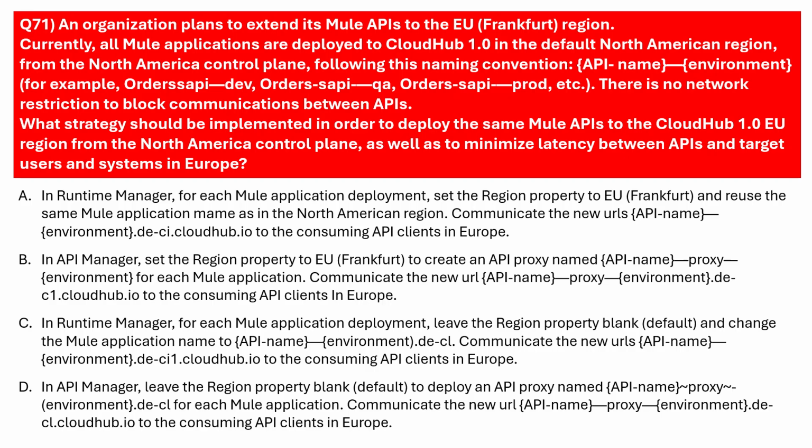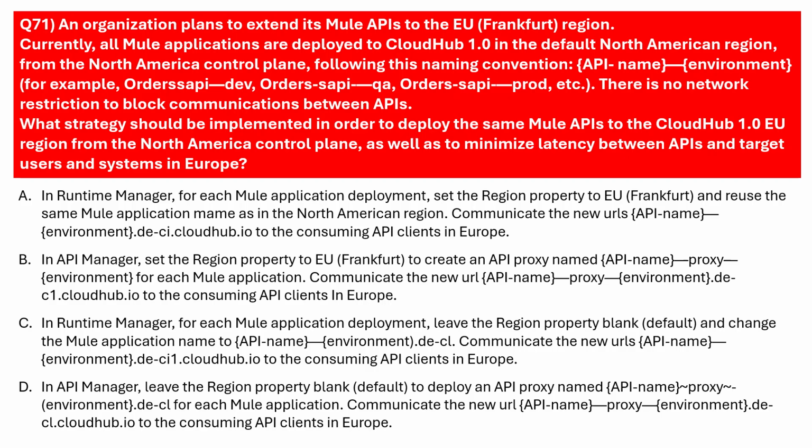A. In Runtime Manager, for each Mule application deployment, set the region property to EU Frankfurt and reuse the same Mule application name as in the North American region. Communicate the new URLs, API name-environment at dci.cloudhub.io, to the consuming API clients in Europe.